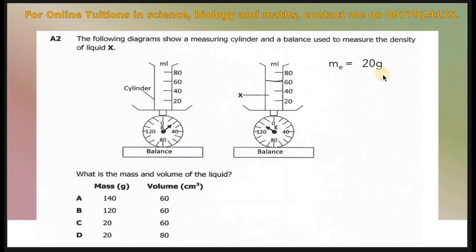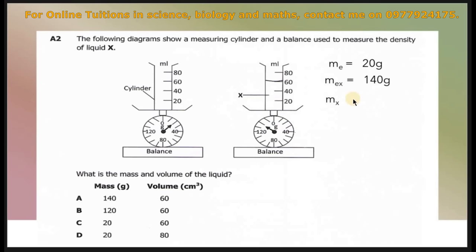All right, so now next, what they did, they added liquid X inside there. After they added liquid X, what happened? The mark moved from there up to somewhere there. So now we need to know the mass of the liquid plus the measuring cylinder here. So what is the reading here? If this is 120, 130, 140, because each mark here represents 10. So 110, 120, 130, 140. Even here you can read it: 10, 20, 30, 40, 50, 60, 70, 80, 90, 100, 110, 120, 130, 140. So if this is the mass of the empty cylinder and liquid X, then it should be 140 grams.